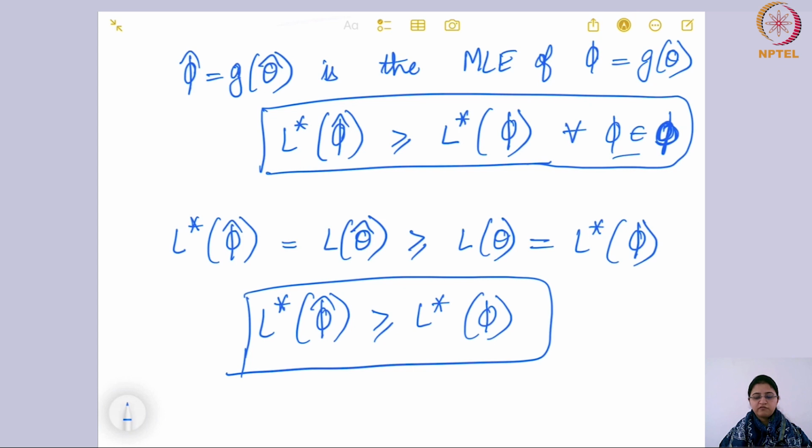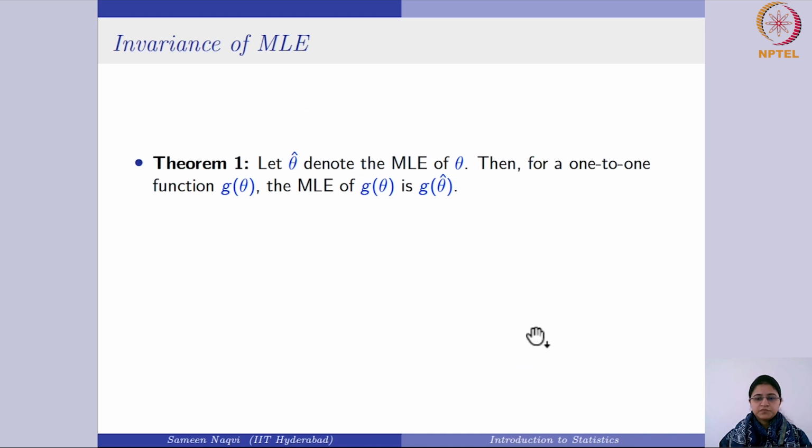So whenever you have a one-to-one function, it is easy to see by this result that the MLE would also be transformed to that function, okay. Now this is about one-to-one functions. We may not always have a one-to-one function.